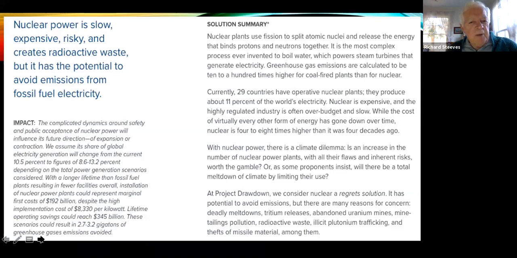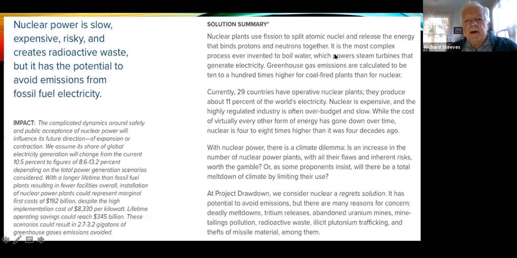I was a bit disappointed when I got to this section. It says nuclear power is slow, expensive, risky, creates radioactive waste. Oh yeah, but it has the potential to avoid emissions from fossil fuel electricity. It sort of admitted that later on as the last line. And then over here, this impact business I found totally meaningless. Didn't understand it at all, or hardly at all.